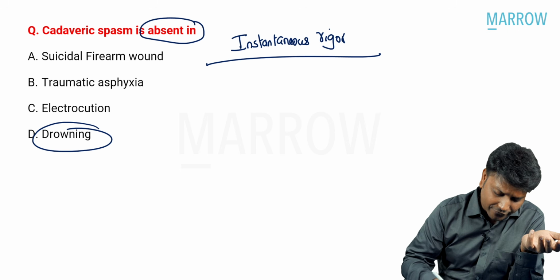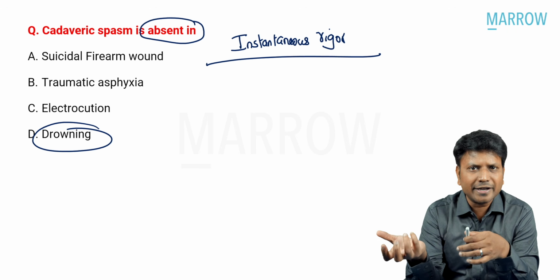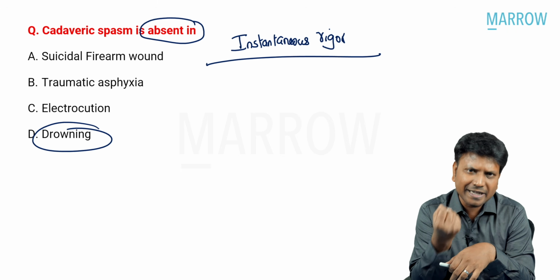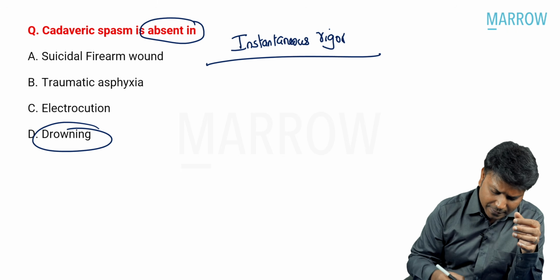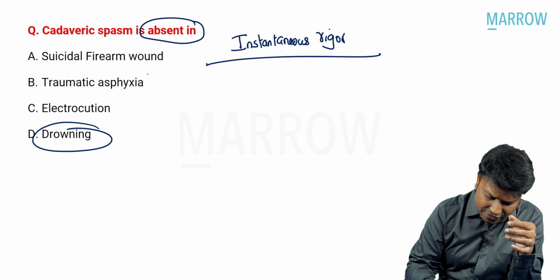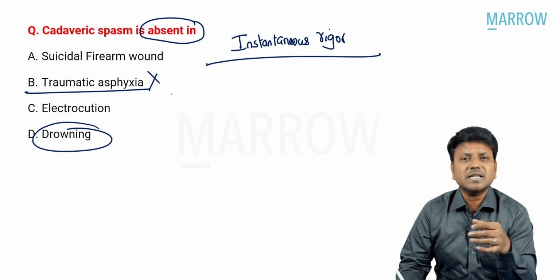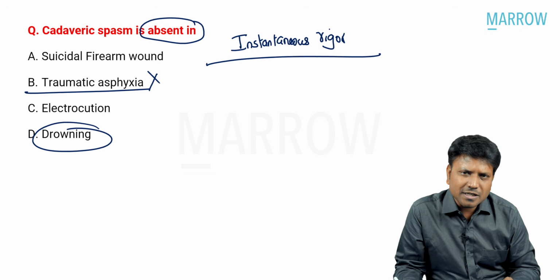Suppose it is a case of electrocution, where the person held the wire and got electrocuted. The wire will be grasped tightly in the hand. That is also cadaveric spasm, in which case it is not seen in traumatic asphyxia. That is the answer.